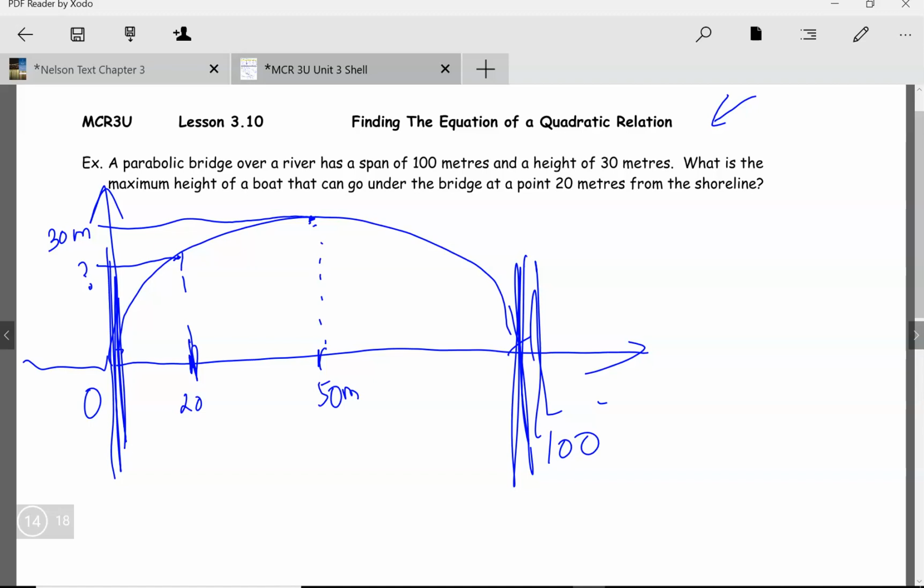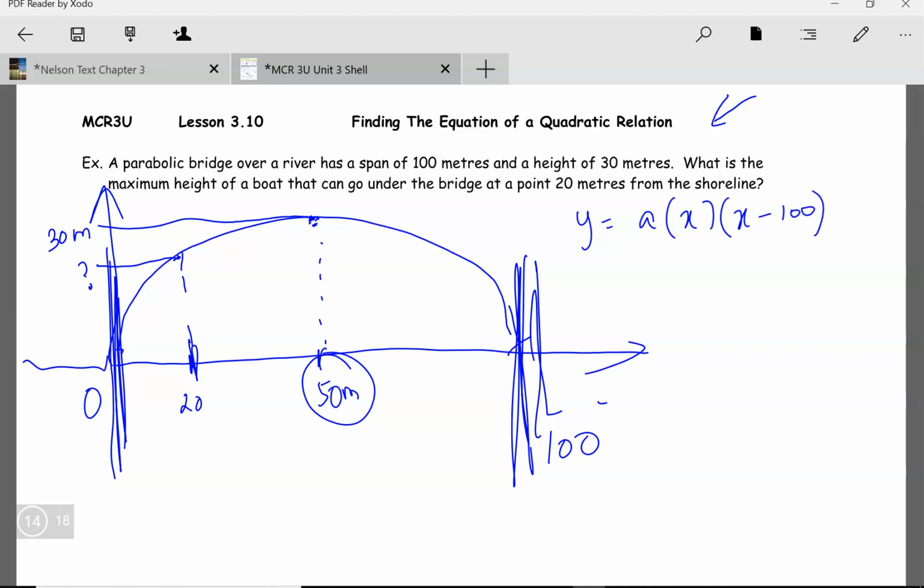You can start off in vertex form because you have the vertex, technically. Actually, I don't have the vertex because I just pulled 50 out of nowhere, well, not really out of nowhere, but that wasn't given to me directly. So I'm going to start with y equals a times x minus 0 times x minus 100. This would be my equation of the parabola using factored form, because my factors are x equals 0 and x equals 100.